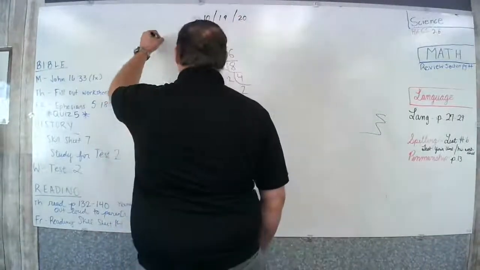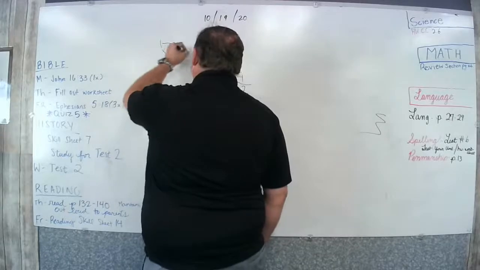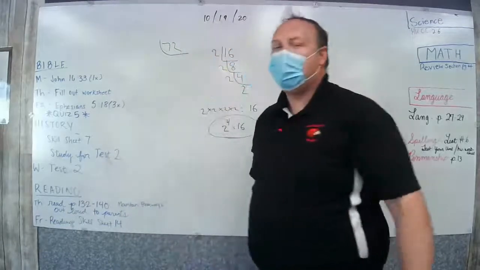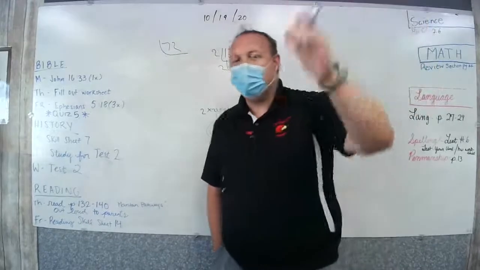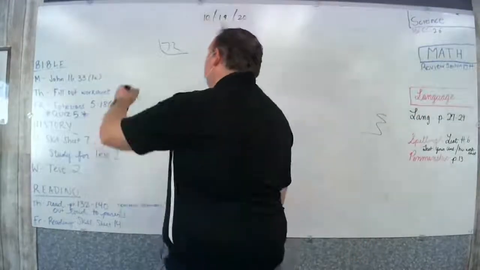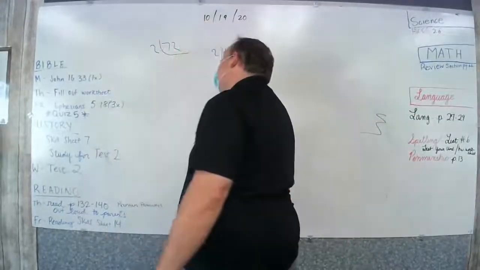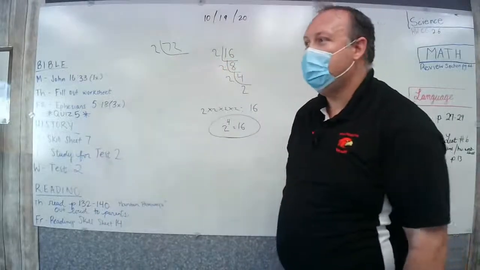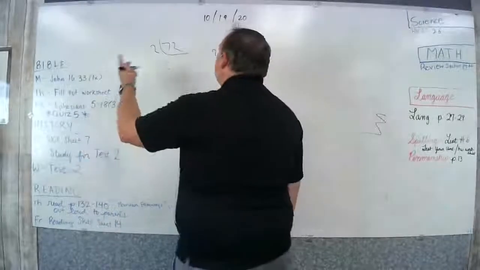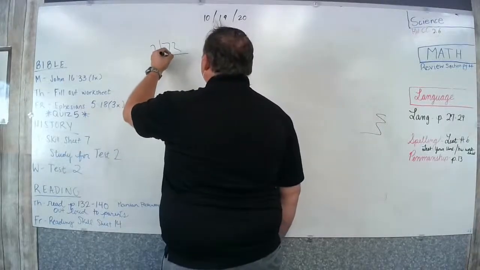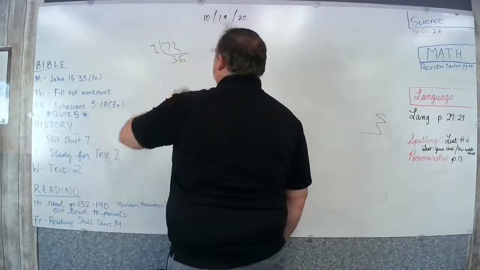Okay? Let's look at the number 72. We're going to do division of primes, and we're going to do 72. What's a prime number that goes in 72? 2. Okay. 72 divided by 2 is going to be 36.